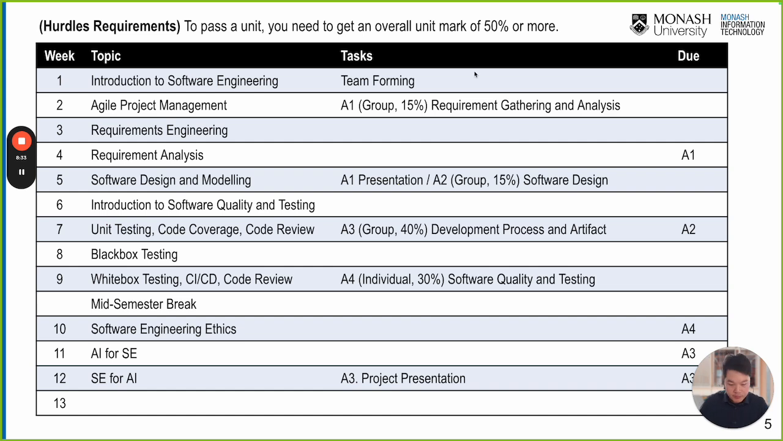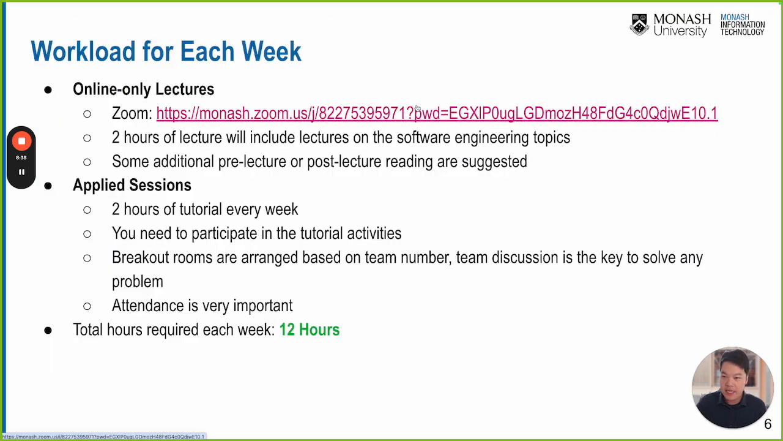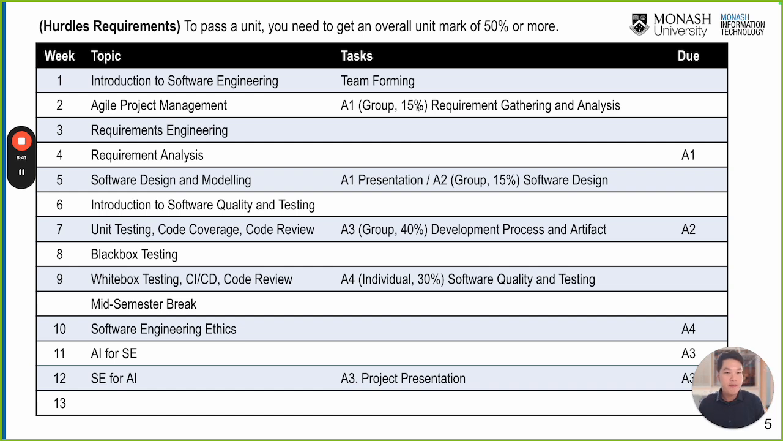Okay. And in terms of the assessment, we basically have 4 assessments. The first one we call A1. We will release the assessment instruction on week 2. It is group work, and it is weighted 15% of the whole mark. It will be about requirement gathering, analysis, writing the user stories, that kind of thing, and it is due on Friday of week 4.